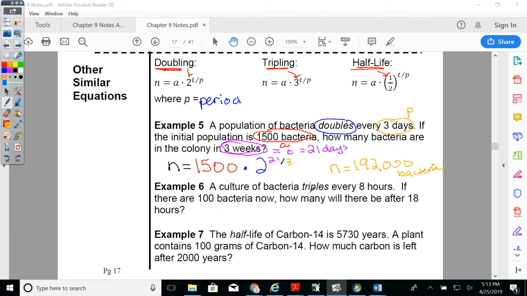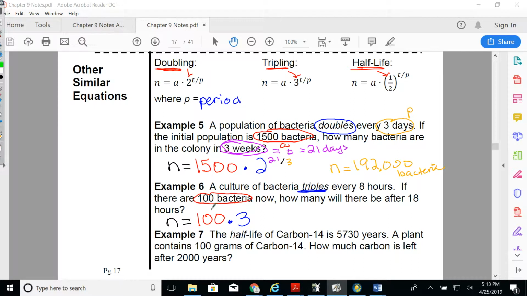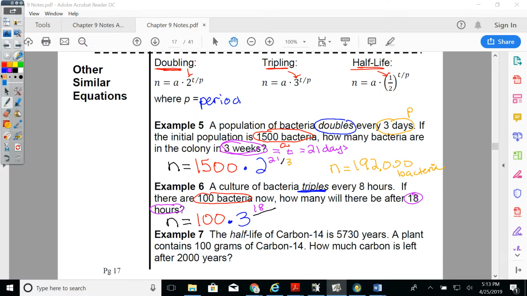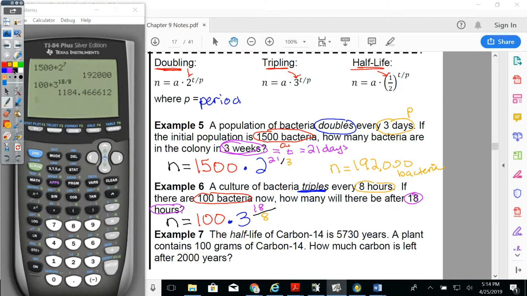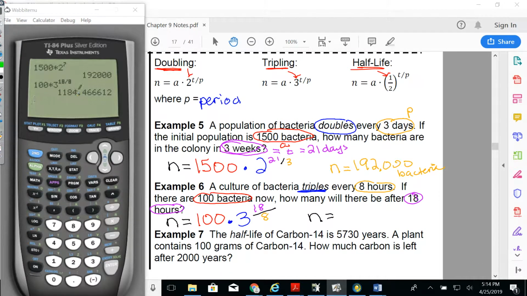All right, so let's look at what we need. First of all, we're doing the tripling one, so we're using the second equation. N equals, the initial amount is 100 bacteria. So 100 times, triples has a base of 3. And the exponent, we do the time that we want divided by the period. The time that we want is 18 hours. So 18 is the numerator, but then we divide that by the period, which in this case is the 8 hours here. So 8 goes in the denominator. You can reduce and simplify this, but since we're going to type it in the calculator anyway, we can just leave that as the exponent. 100 times 3 to the 18 over 8. And we get this number for N, but we're talking about bacteria, so we can just round it to the nearest whole number. So 1,184 bacteria.